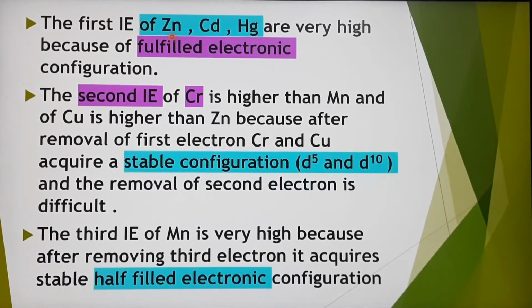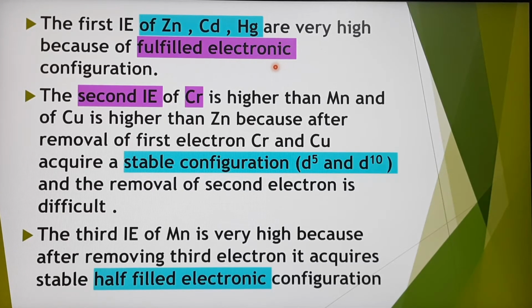Now these are a few points. First, ionization enthalpy of zinc, cadmium and mercury are very high because of the fulfilled electronic configuration. It is a stable configuration. Second, ionization enthalpy of chromium is higher than manganese. Why? Because after removing an electron from 4s, chromium acquires a stable configuration, and similarly copper acquires d10 configuration, which is stable, so removal of the second electron is difficult. Third, ionization enthalpy of manganese is very high. Again the same concept, that after removing 2 electrons it acquires a half filled electronic configuration.